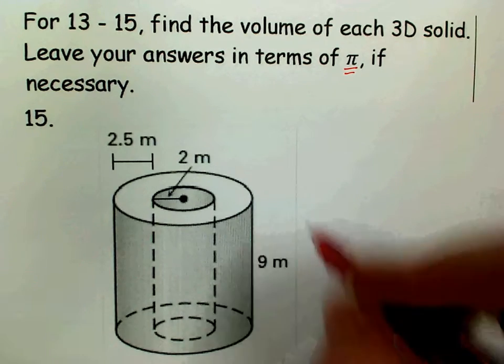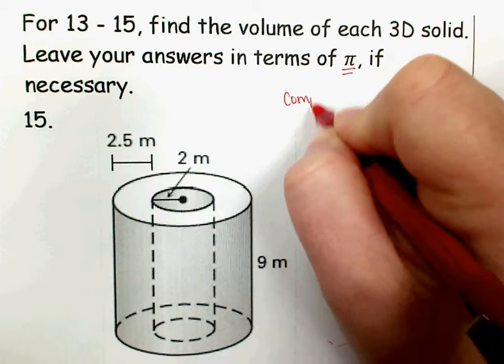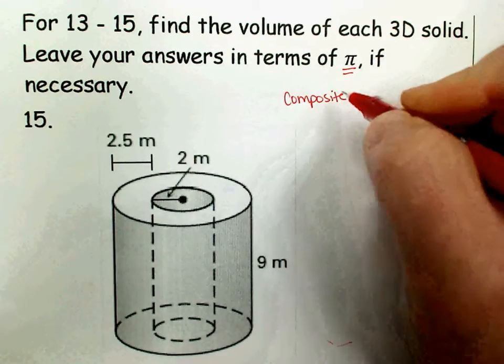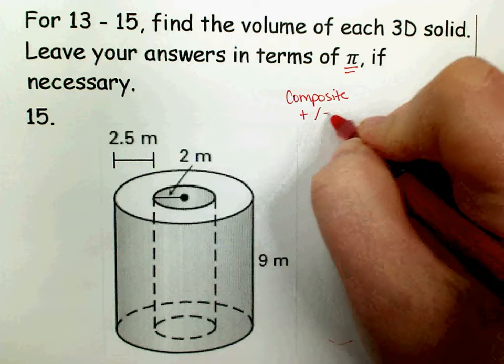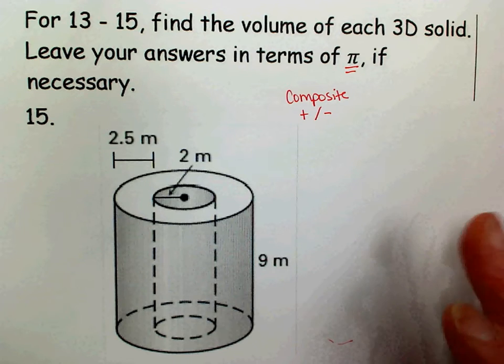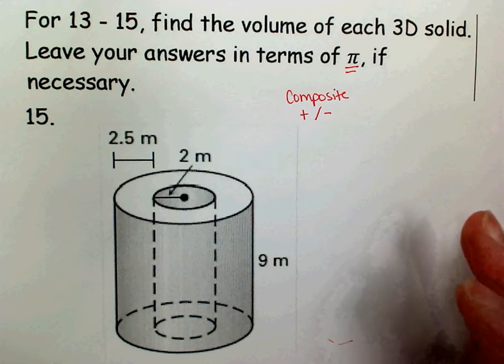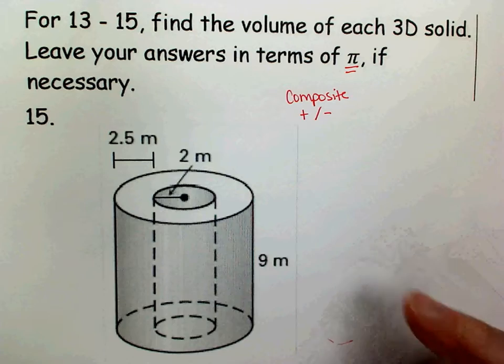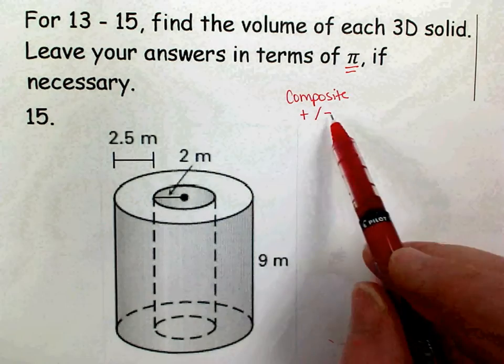Number 15 is what we call a composite solid. And for composite solids, you'll either be using addition or subtraction as part of your process. Either you have two solids, one on top of the other or attached in some way, that would be addition. And sometimes you have one solid being removed from another, and that's when you use subtraction.